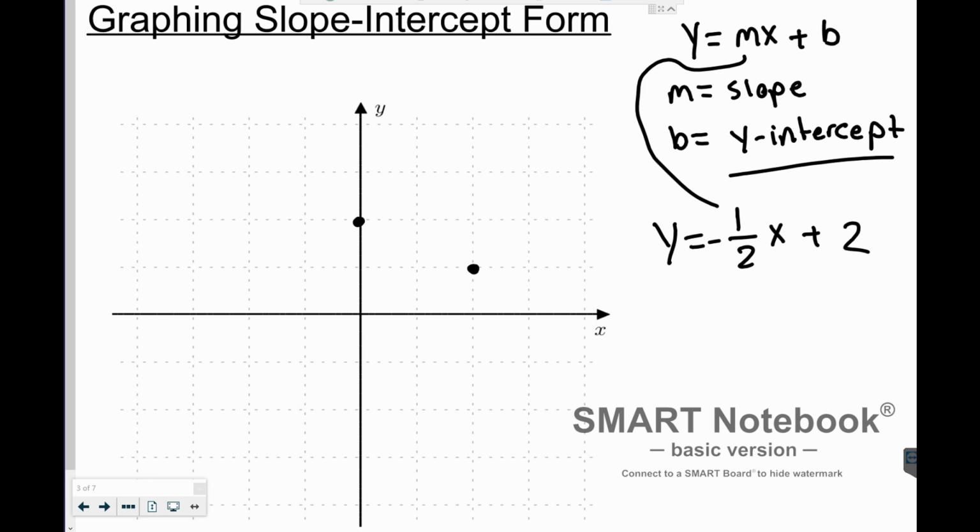And we can do this in the opposite direction by going to the left one, or the left 2 and up 1, or up 1 and to the left 2. So we draw our line this way, and this is our line. So your first point should be your y-intercept, and then you use your slope to go from there.